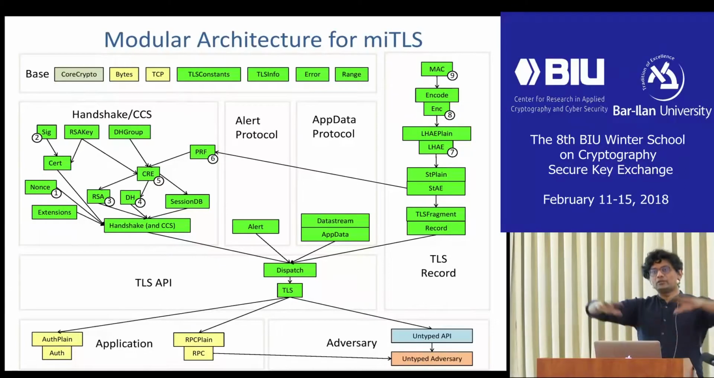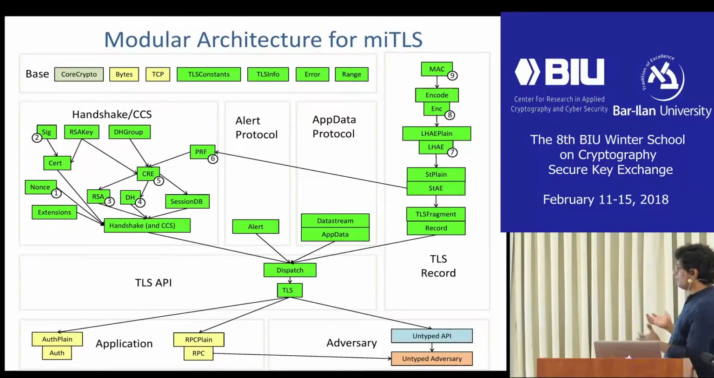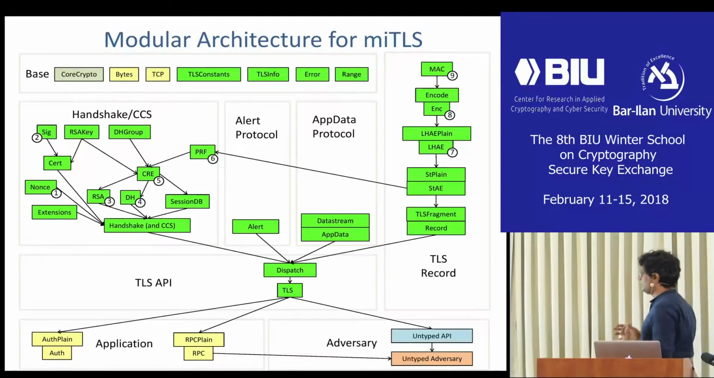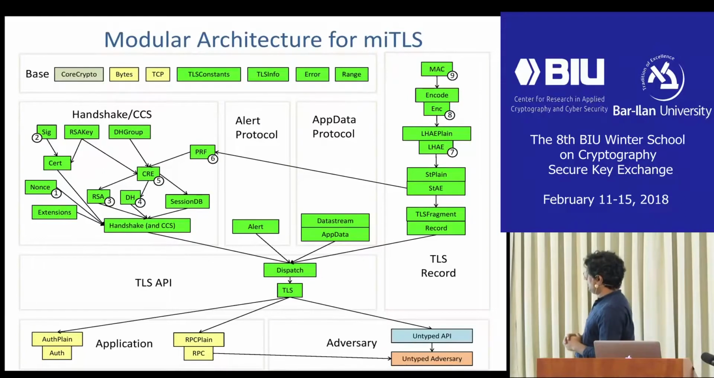Now, when you expand out from crypto to the entire protocol, of course, there are a lot of things to take care of. So that is the modular structure of miTLS, or at least it used to be. Maybe right now it's even more complicated. It's got about 40 modules of code, about a few thousand lines.